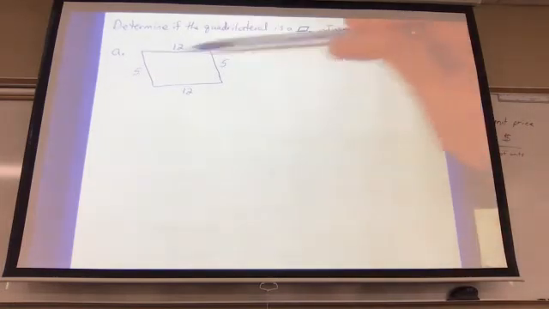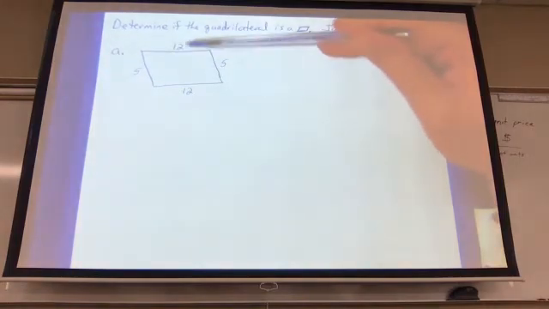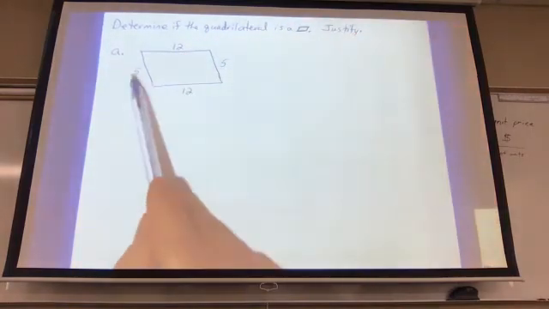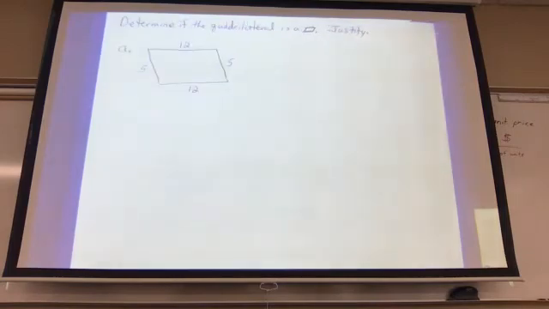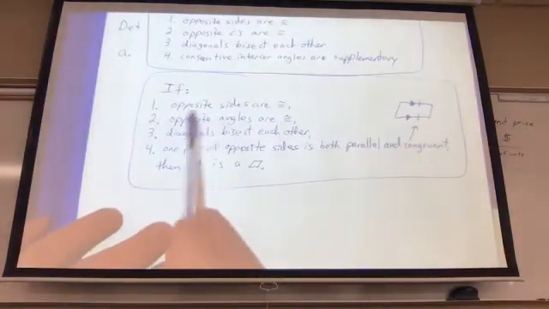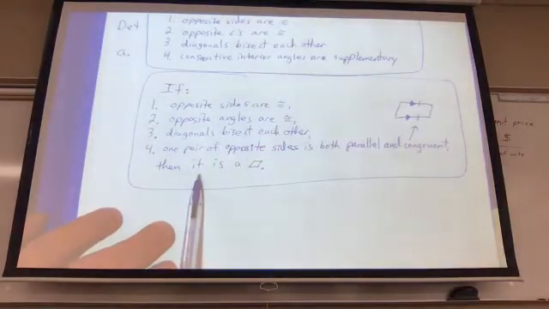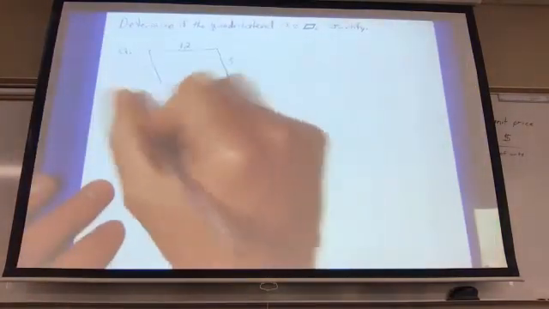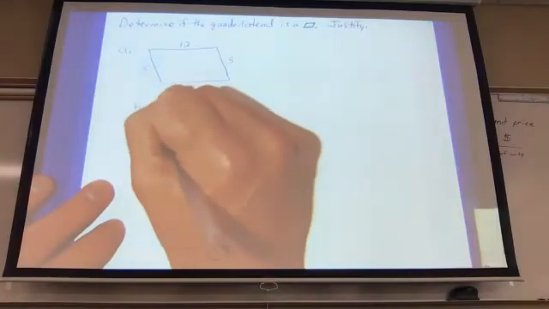On this quadrilateral here, the top and the bottom are both 12. That makes them congruent. The left and the right-hand sides are both 5. That makes them congruent. We have the theorem that says if both pairs of opposite sides are congruent, then it's a parallelogram. So this one would be a parallelogram. So our answer is yes.